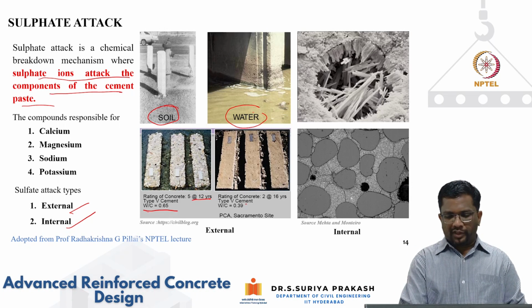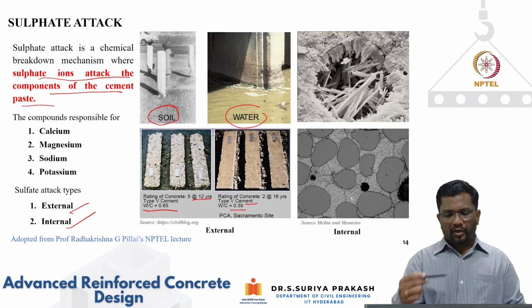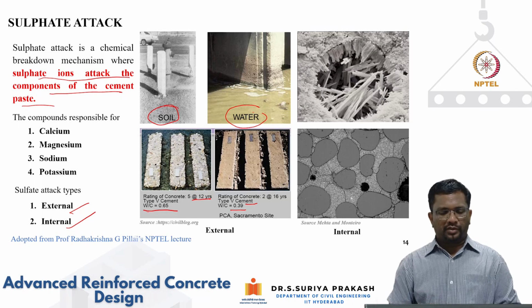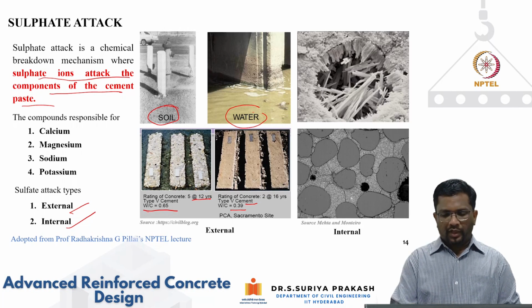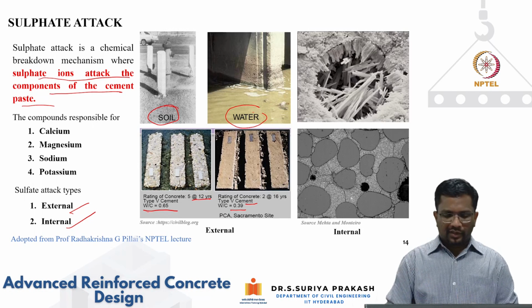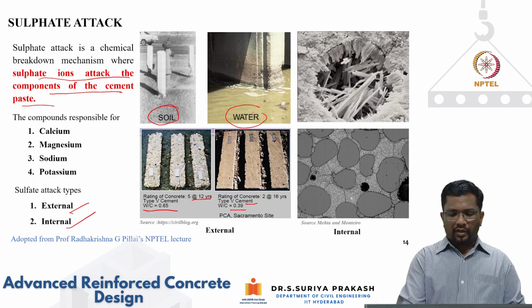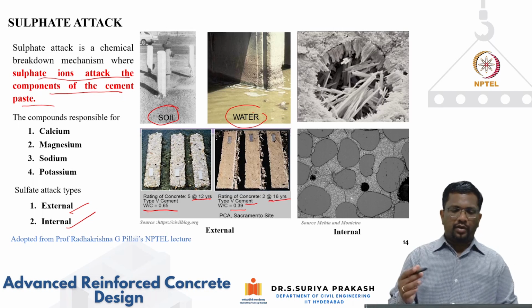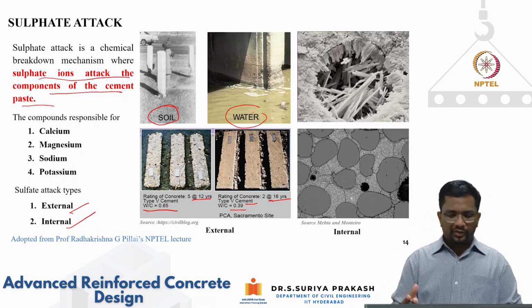The same set of specimens were made with the same type of cement, however, they had a very low water cement ratio and were subjected to a sulfate environment. You can see that with a low water cement ratio, even though sulfates are present, the degradation is very marginal even after 16 years. So one way to control sulfate attack is to reduce the water cement ratio in your cementitious system.